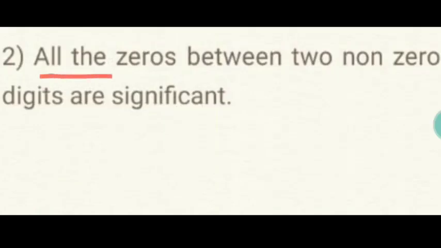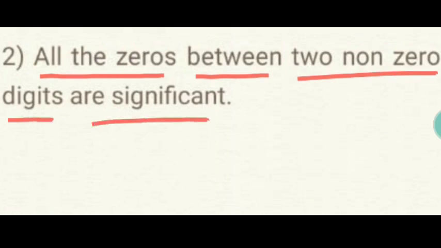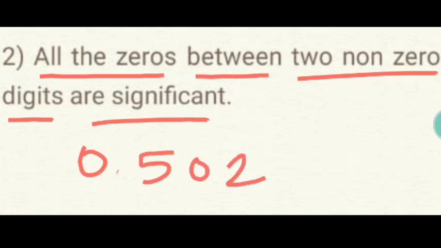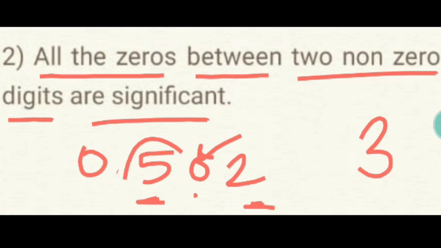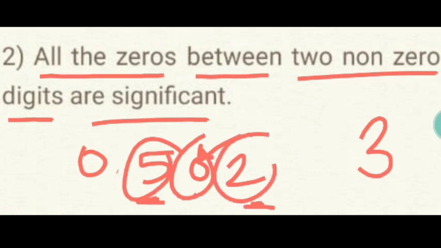The second rule says all the zeros between 2 non-zero digits are significant. So suppose I have written 0.502. So 5 and 2 are non-zero digits. This 0 is in between this 5 and this 2, so this 0 is also significant. So there are 3 significant digits, this 5, this 0 and this 2.